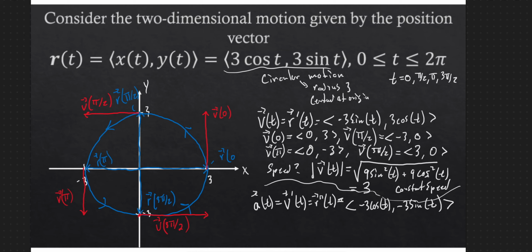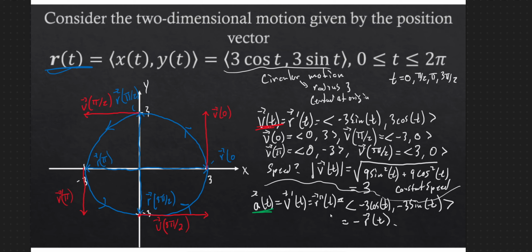Now notice something special here. Here's my position, 3 cosine t, 3 sine t. This is minus 3 cosine t, minus 3 sine t. So it's the negative of position. Now isn't that interesting? This is something special that happens with circular motion like this. I'll do acceleration in green. Remember, I did velocity in red, and I did position in blue. If you can see colors, that is.